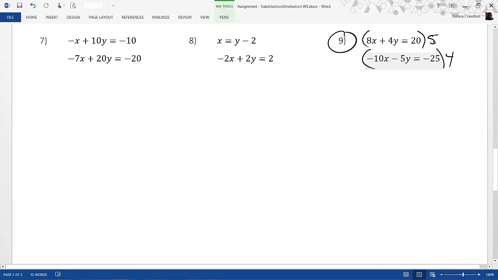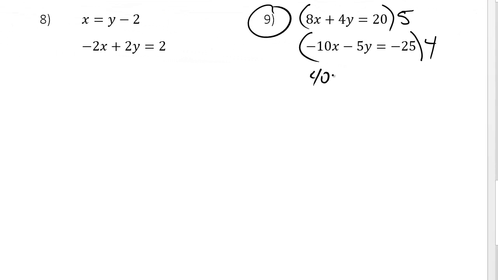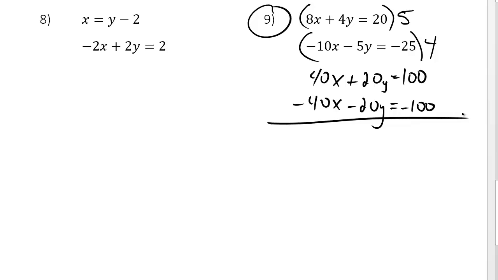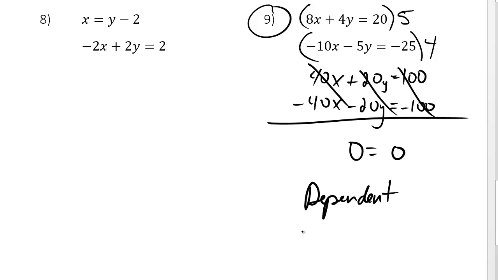And now multiply. So 5 times 8x is 40x. 5 times 4 is 20. And then 20 times 5 is 100. 4 times negative 10 is negative 40. 4 times 5 is 20. And then 4 times negative 25 is negative 100. Now you're going to add down, and everything cancels. So you have 0 equals 0, which is dependent, and that has infinite solutions.